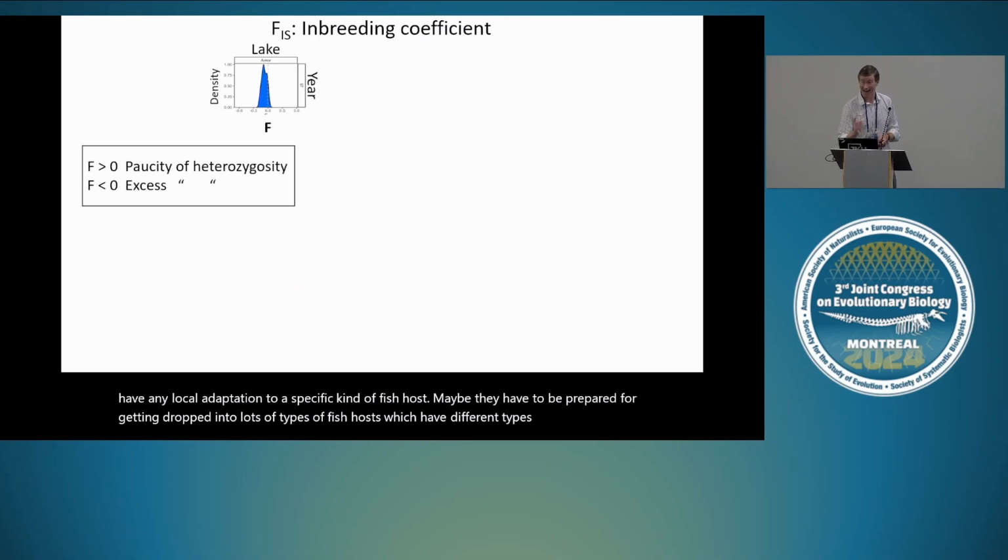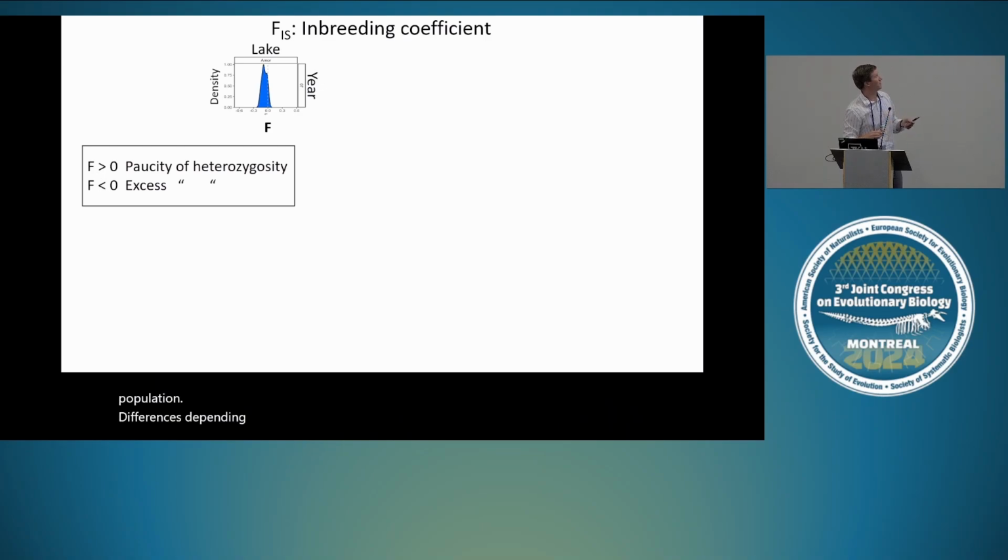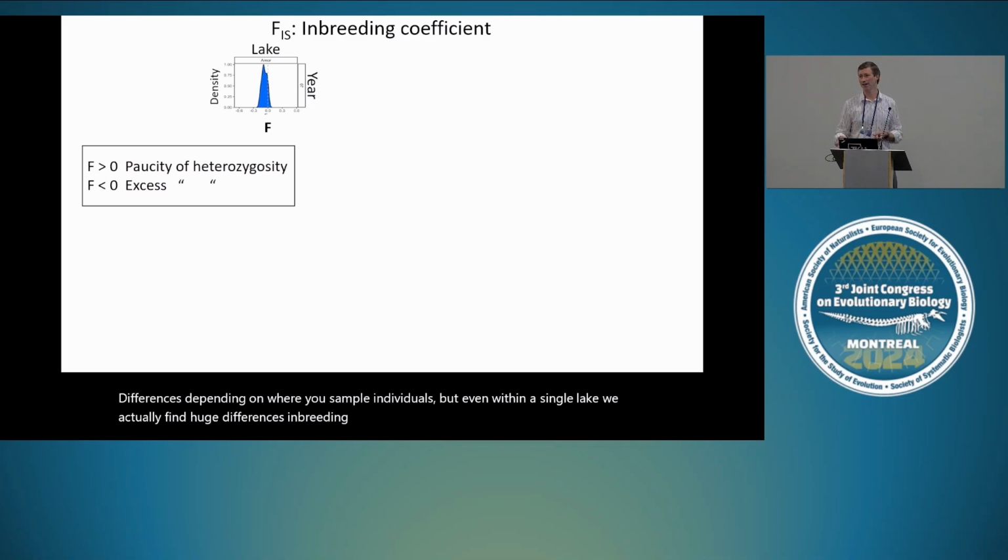I also don't have a lot of time to talk about the genetics, but I am excited to think about some of the population level things, actually kind of similar to the first talk, in talking about population differences depending on where you sample individuals. But even within a single lake, we actually find huge differences in inbreeding coefficients dependent upon year within these tapeworms, which are hermaphrodites. And so I think this also has a huge effect on the kinds of phenotypic variation that we're going to see popping out within populations.